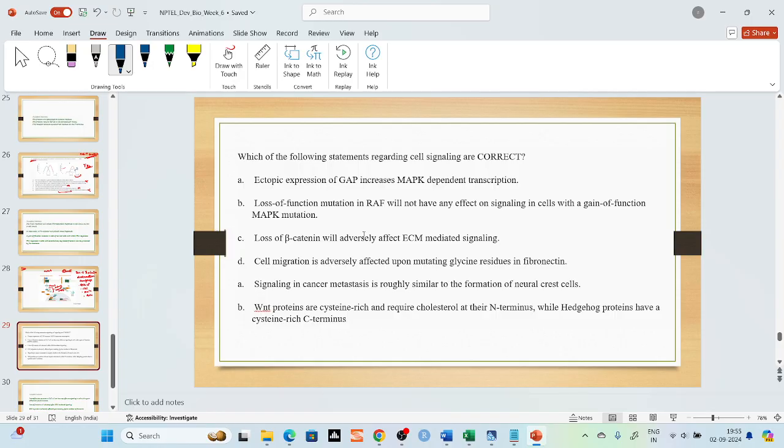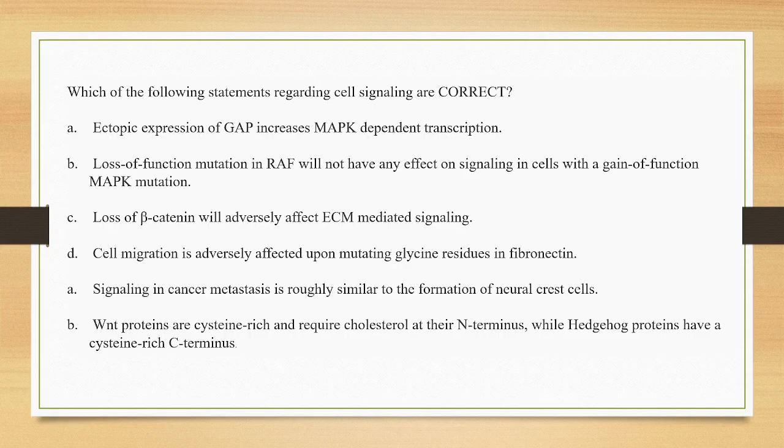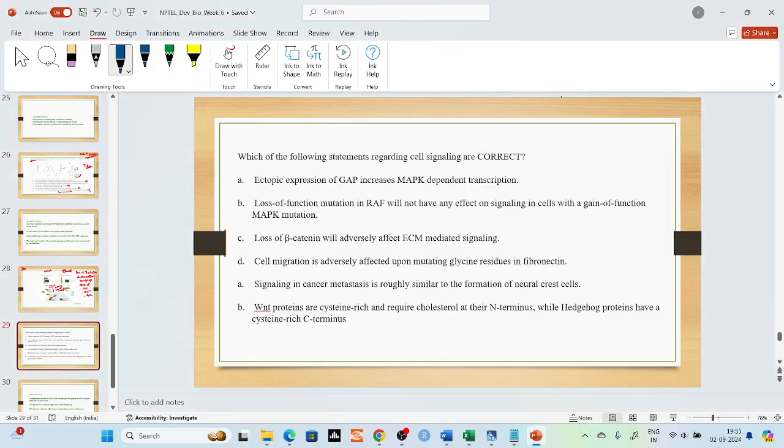Ectopic expression of GAP increases MAPK dependent transcription. Just very quickly we'll try to do this question. First, we have to see which of the following options are correct. First is ectopic expression of GAP increases MAPK dependent transcription. Is it correct or not? It is incorrect. Why is it incorrect? Because ectopic expression of GAP. What is GAP? GAP is a GTPase activating protein.